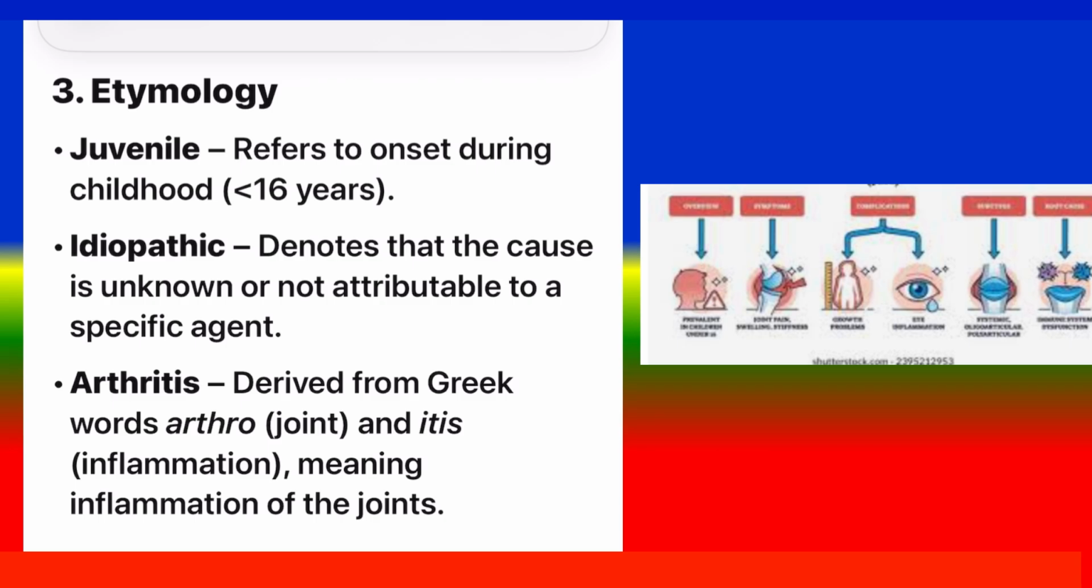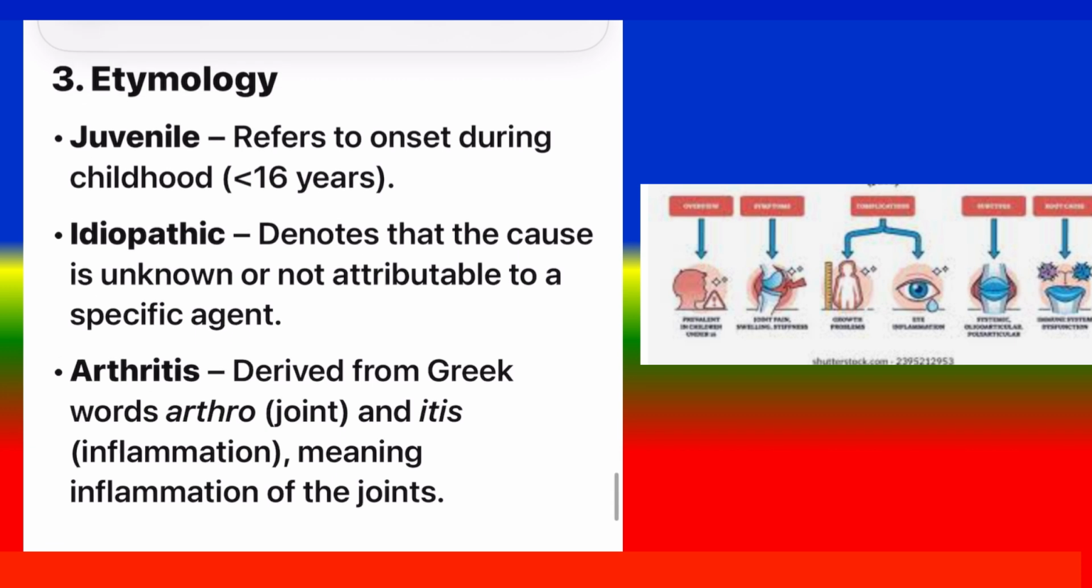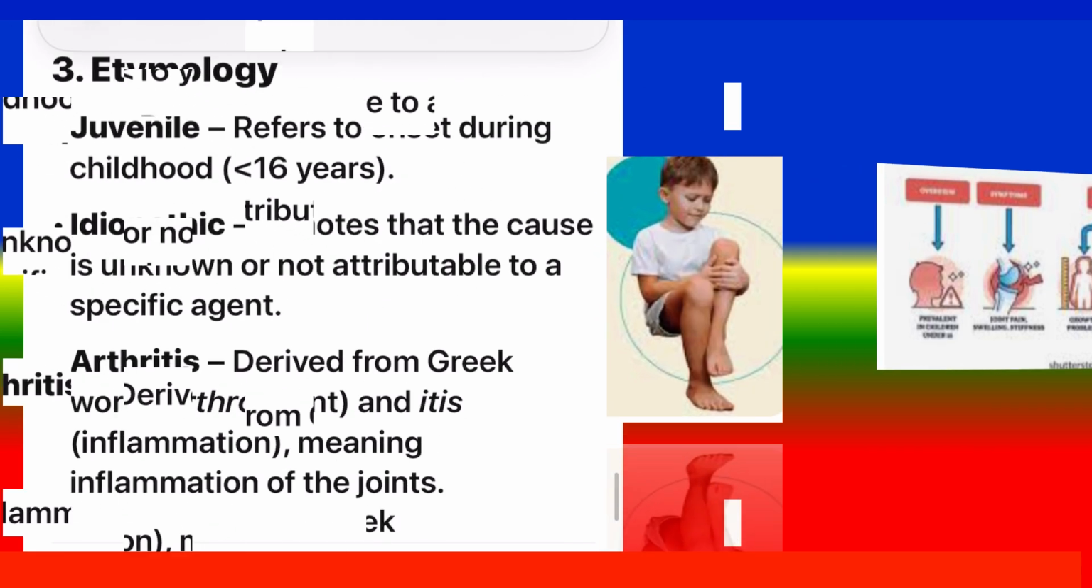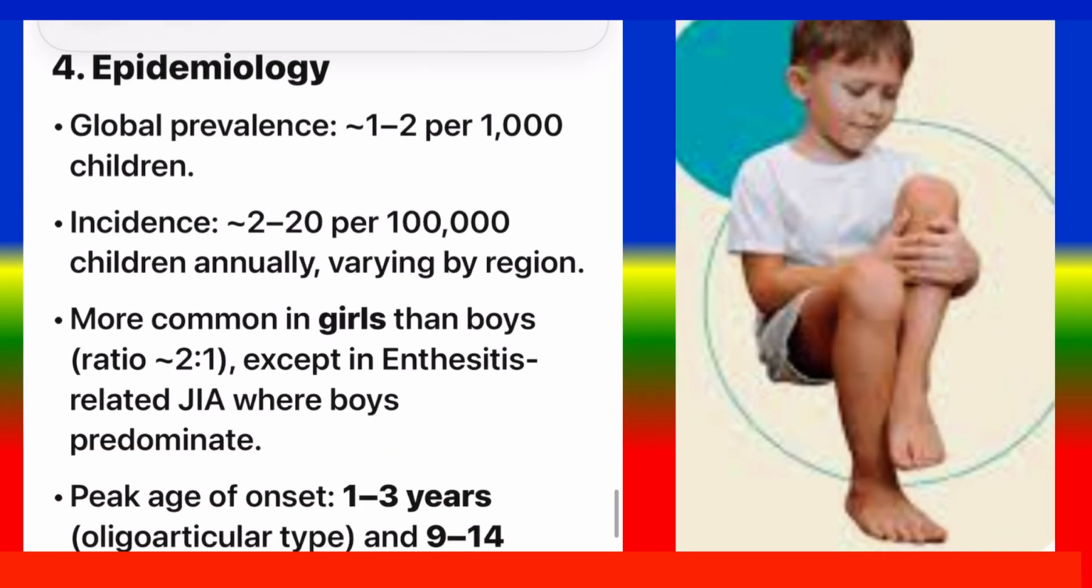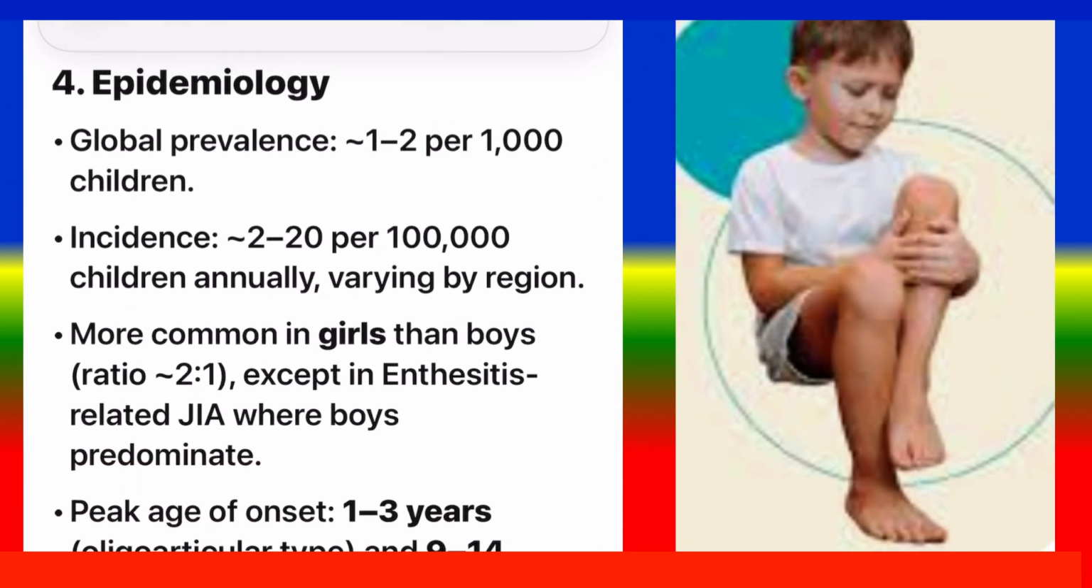Idiopathic denotes that the cause is unknown or not attributable to a specific agent. Arthritis, derived from the Greek words arthro, joint, and itis, inflammation, meaning inflammation of the joints. 4. Epidemiology. Global prevalence, 1 to 2 per 1,000 children. Incidence, 2 to 20 per 100,000 children annually, varying by region.